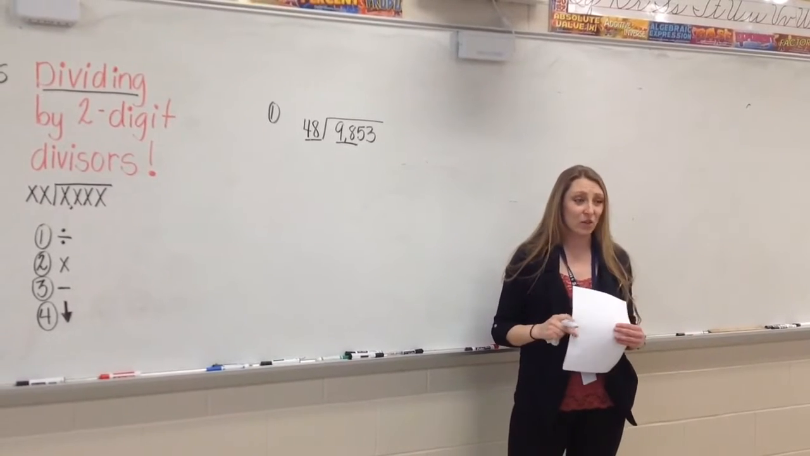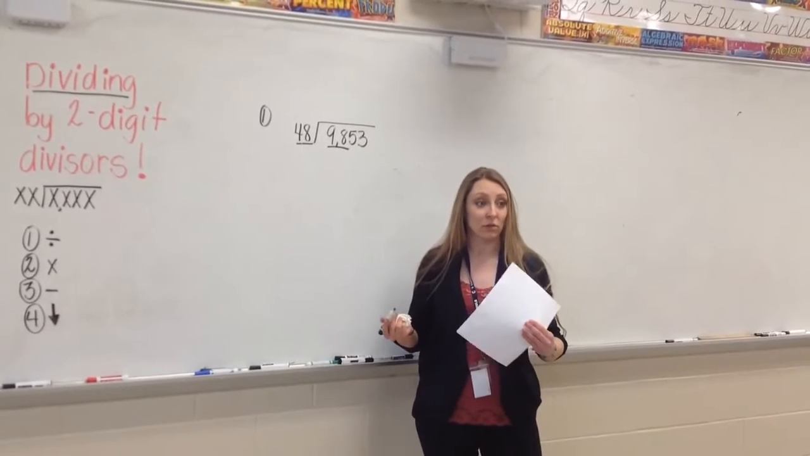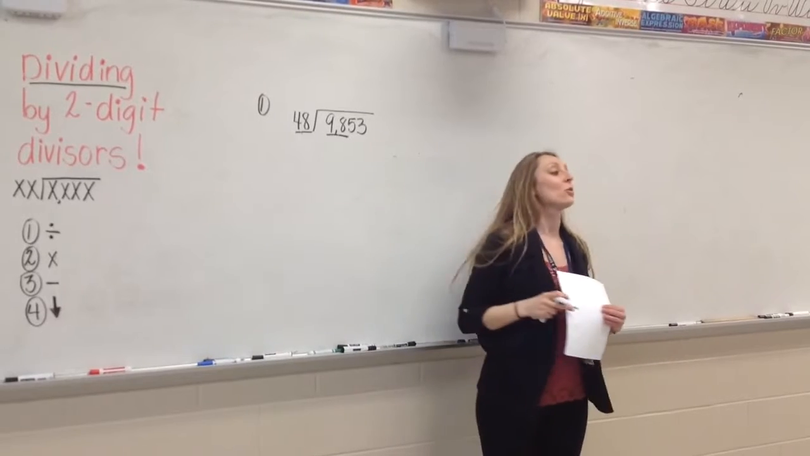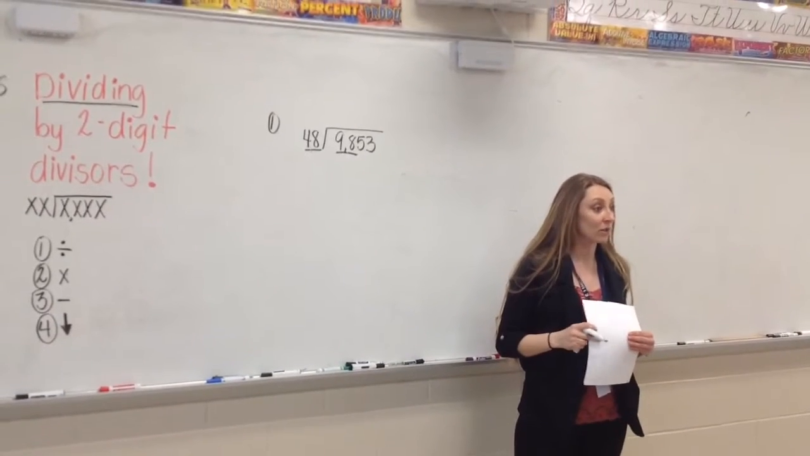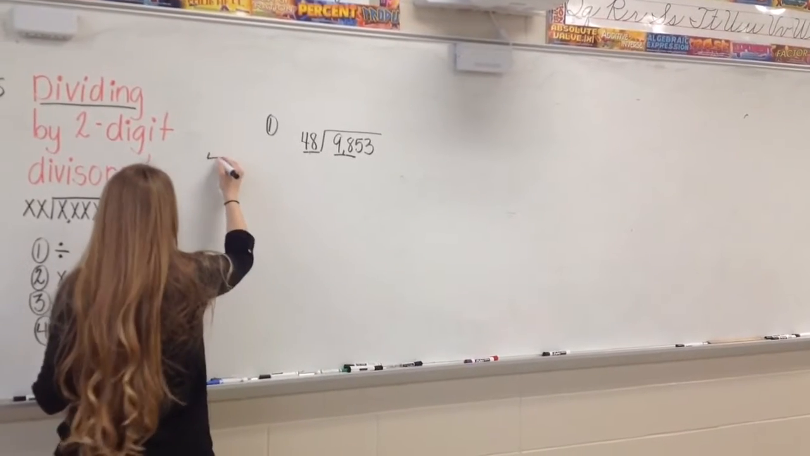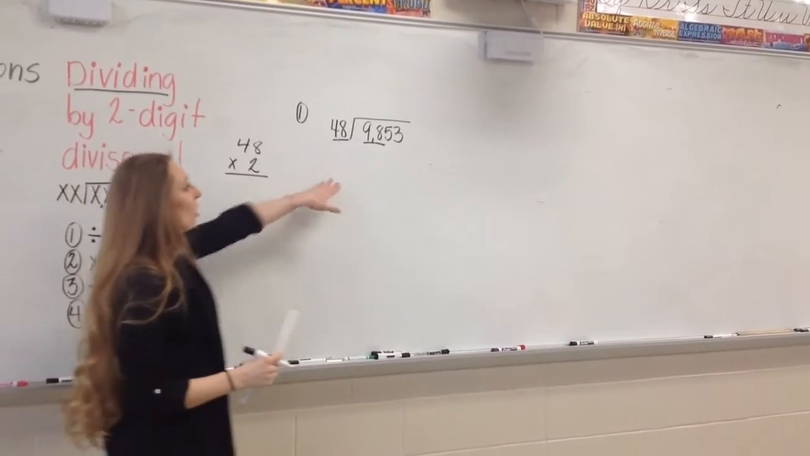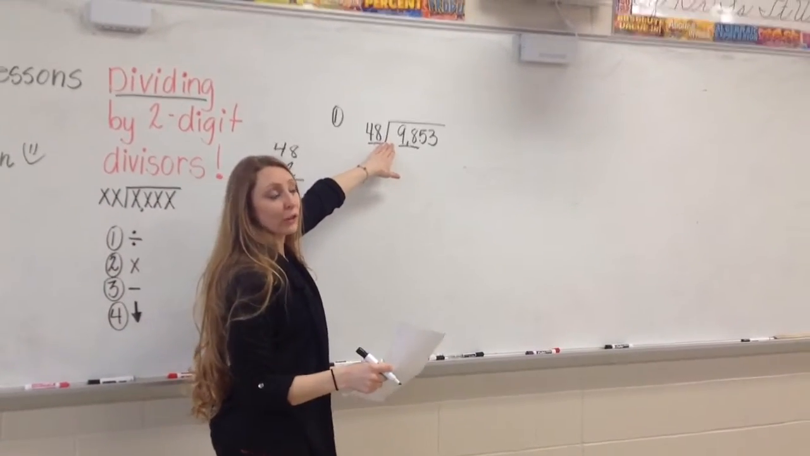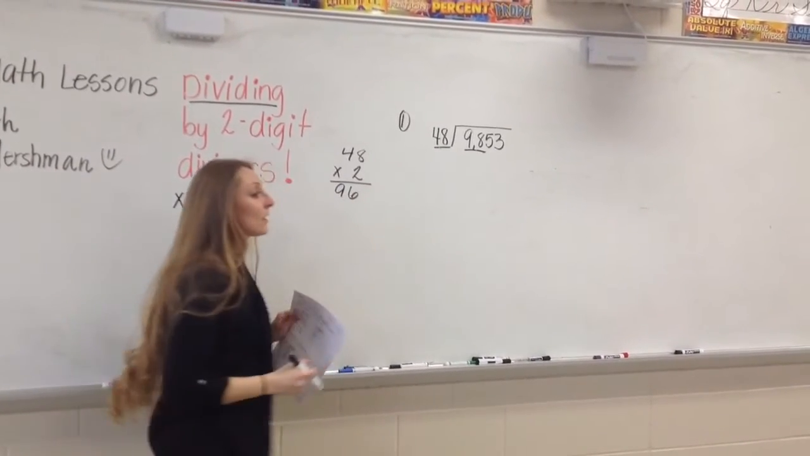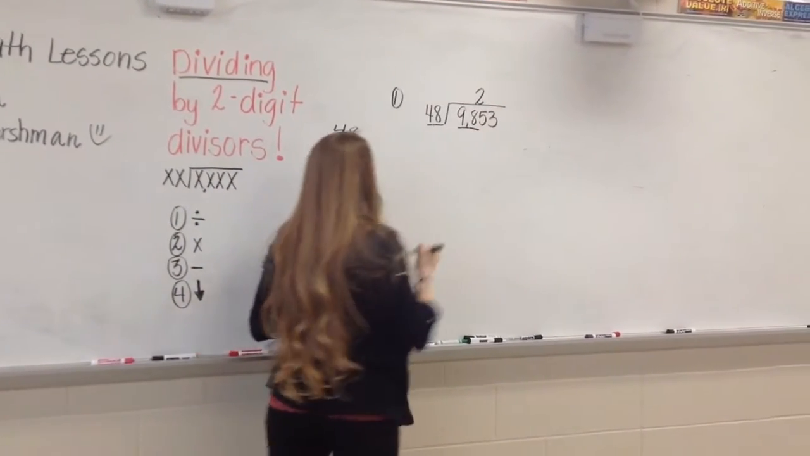One way I can do that is using estimation, and I'm going to use numbers that are really easy for me to estimate. 48 is close to 50, and 98 is close to 100. I know 50 goes into 100 2 times. So to check, I'm going to take 48, and I'm going to multiply it by 2 to see if I can get it to go into 98 without going over. 48 times 2 gives me 96.